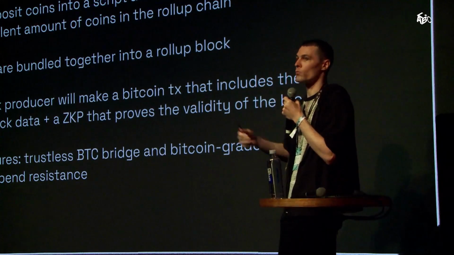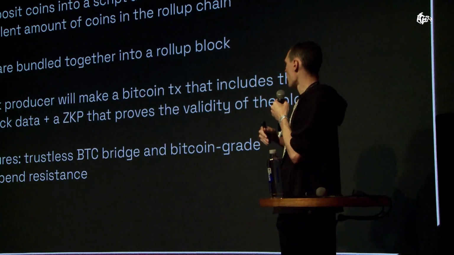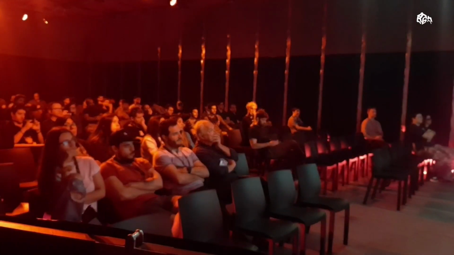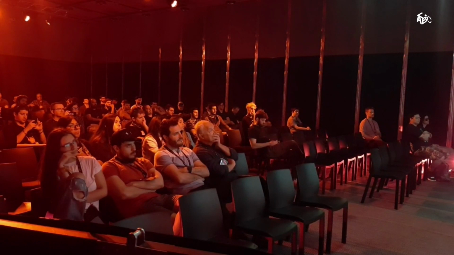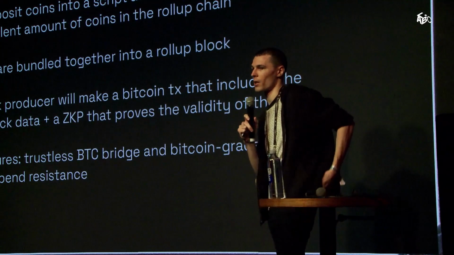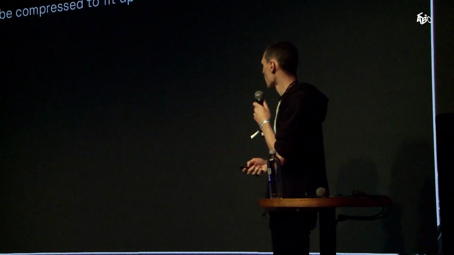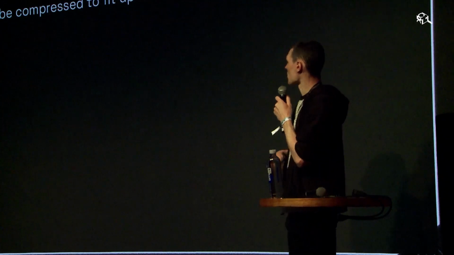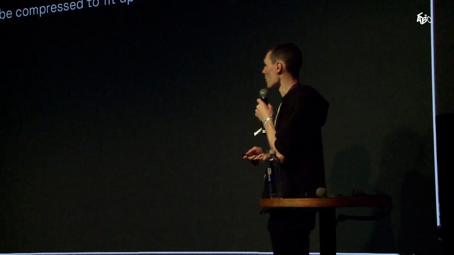Additionally, rollups built on Bitcoin have Bitcoin-grade double spend resistance, which means that it is just as difficult to double spend coins on a rollup as it is to double spend coins on Bitcoin layer 1. So some benefits or features that you might get out of a layer 2 validity rollup include that data can be compressed to fit up to 250,000 transactions per block. That's compared to about 3,000 or 4,000 transactions that you might see in a Bitcoin block today.